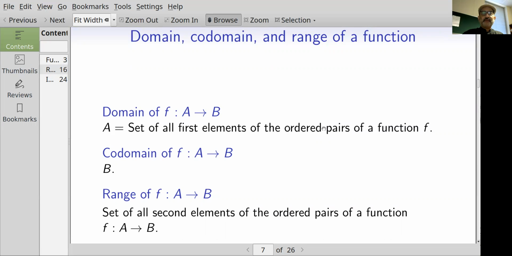And the range of f is the set of all second elements of the ordered pairs of a function f from A to B. So those are the actual values. For our purposes, these will be the actual values that f takes, right? It may not map every element of A to every possible element of B. So the range will be a subset of the codomain.